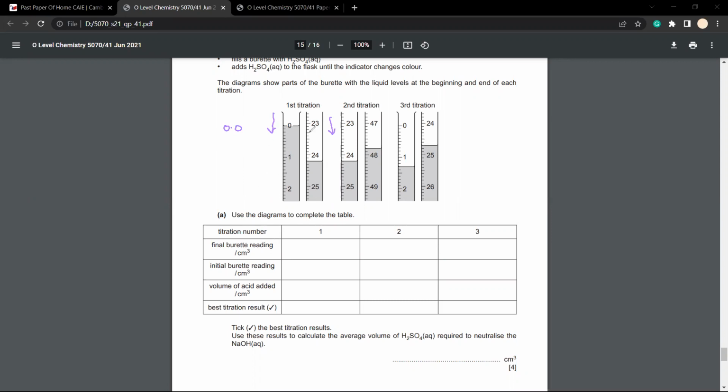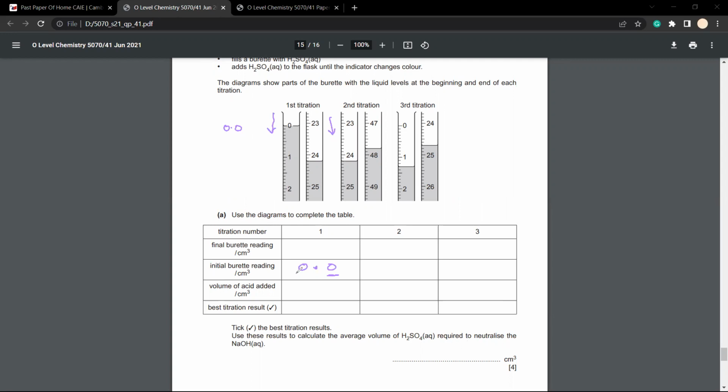So let's write down the final and the initial readings for the first titration. The initial reading is definitely 0.0. Don't forget to write it up to 1 dp. If you write down just 0, you will not get the mark, because there is 1 mark each for the first titration, second titration, and third titration, and the fourth mark is for the average.